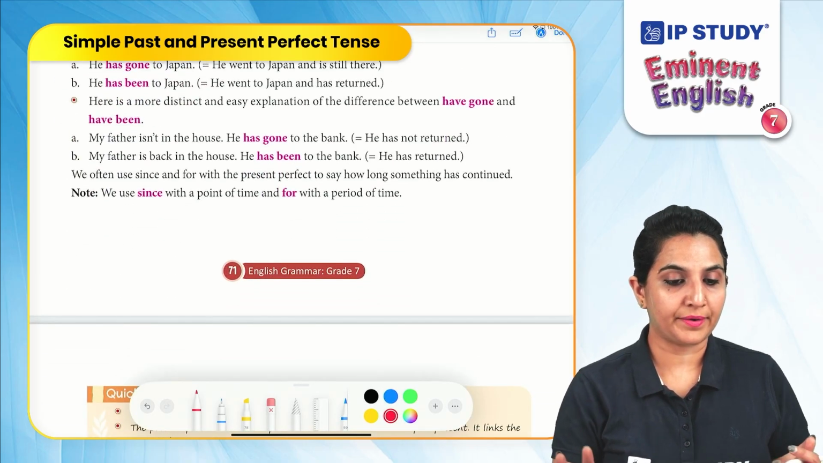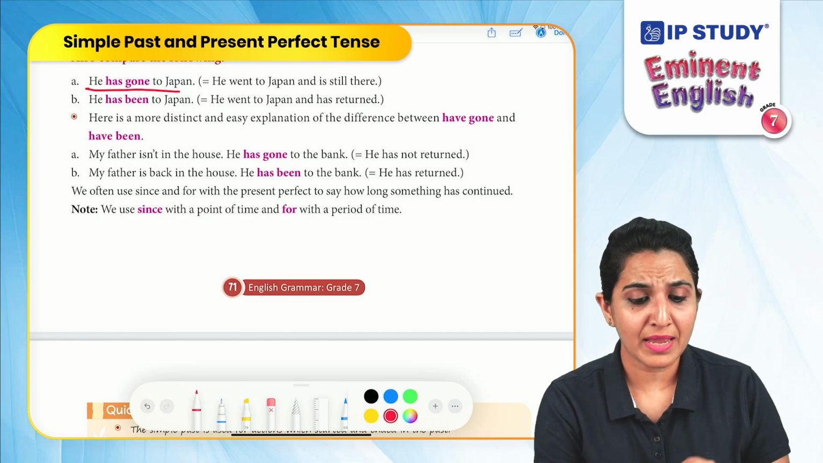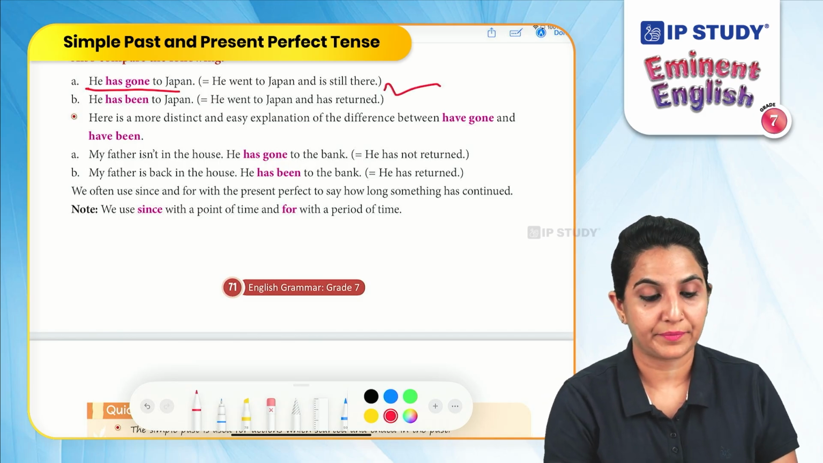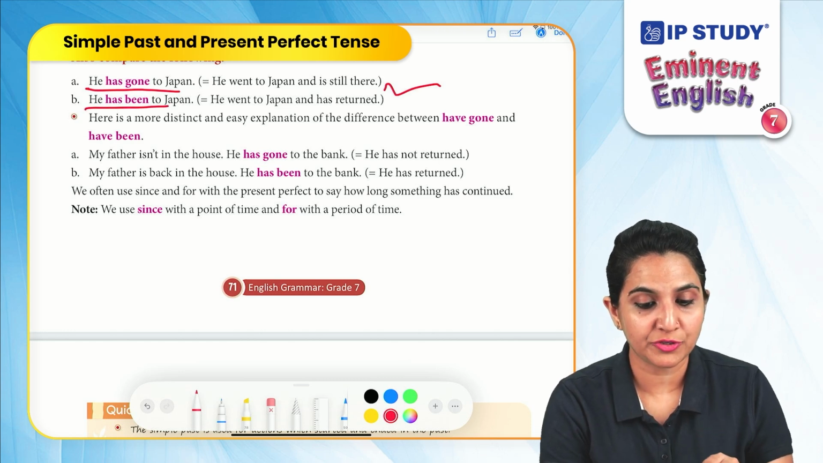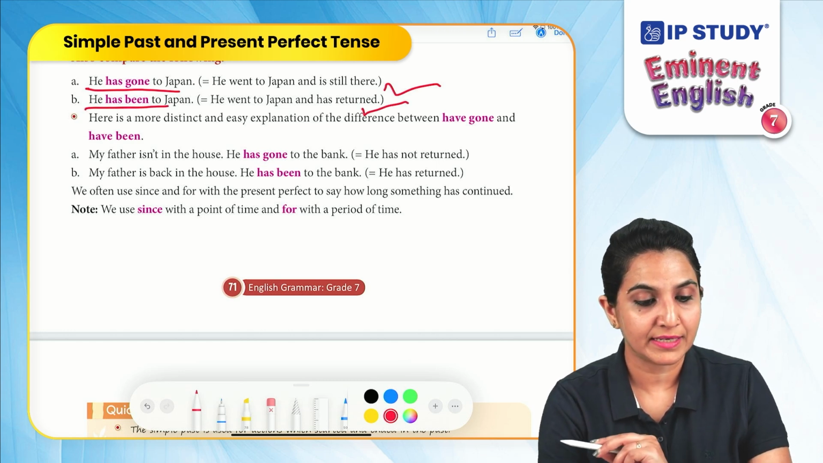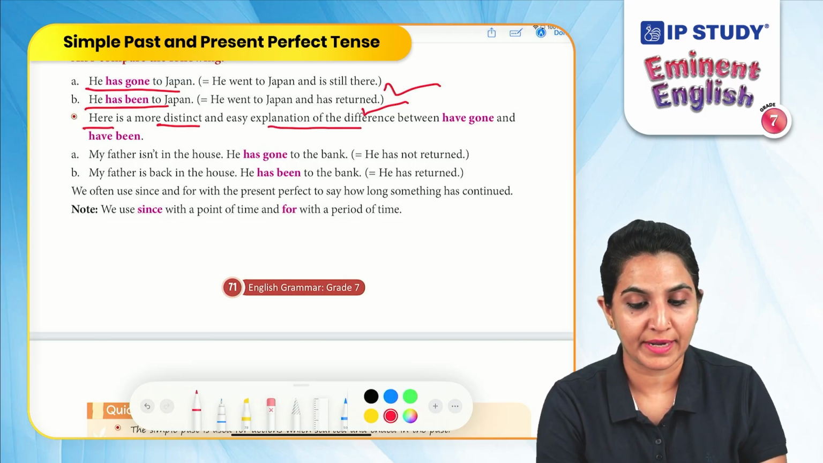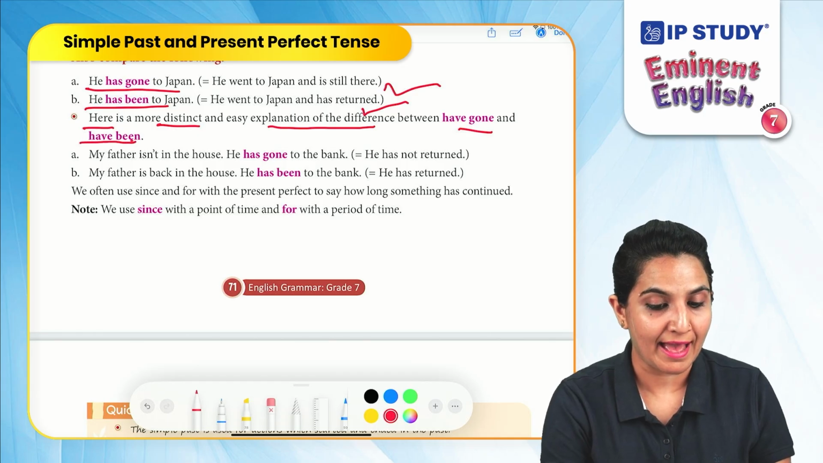Let's compare the following. He has gone to Japan. That means he went to Japan and is still there. He has been to Japan. That means he went to Japan and has returned. Here is a more distinct and easy explanation of the difference between have gone and have been.